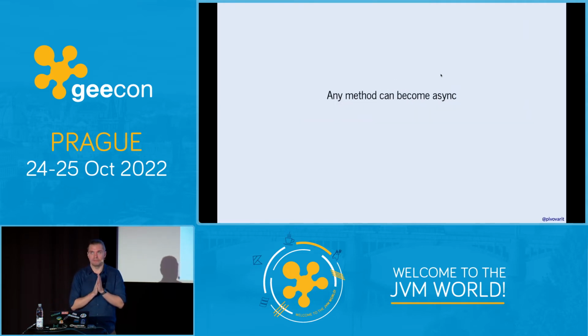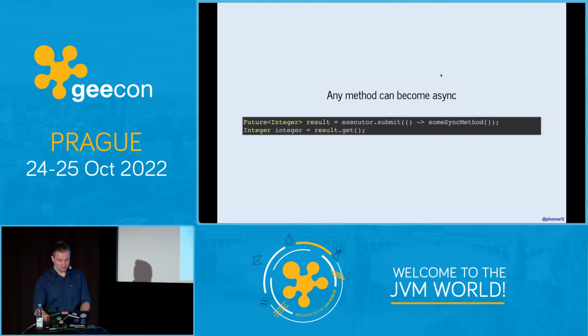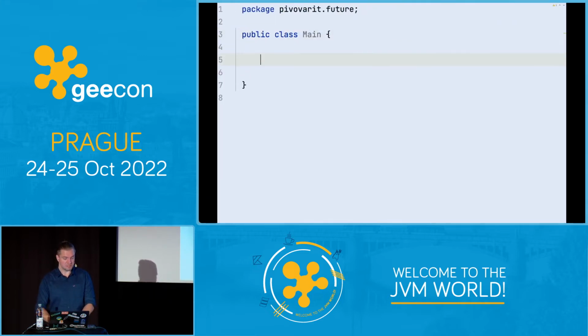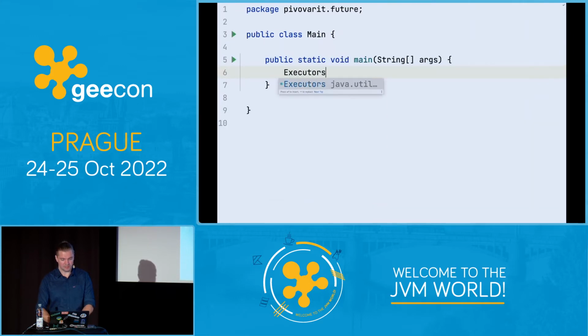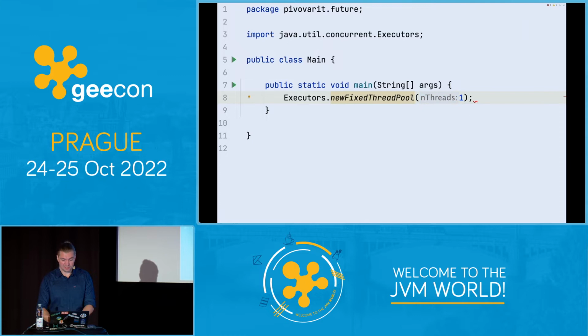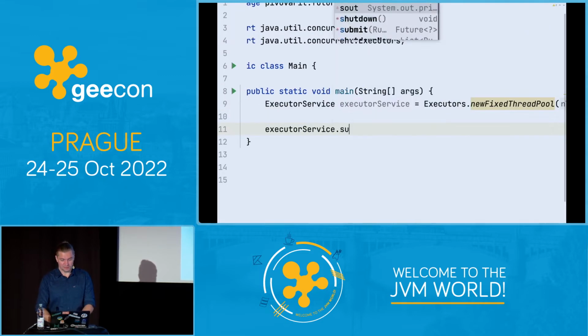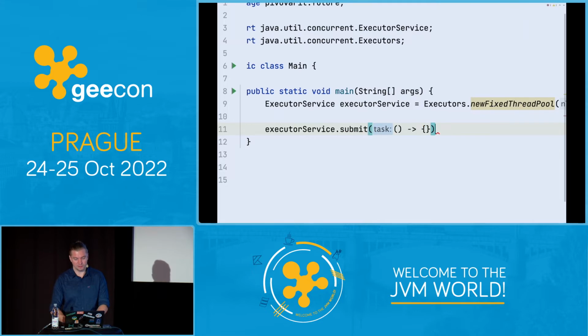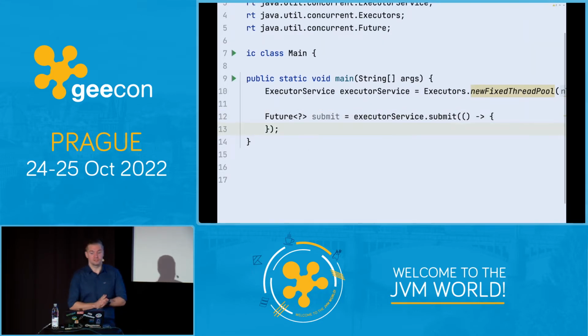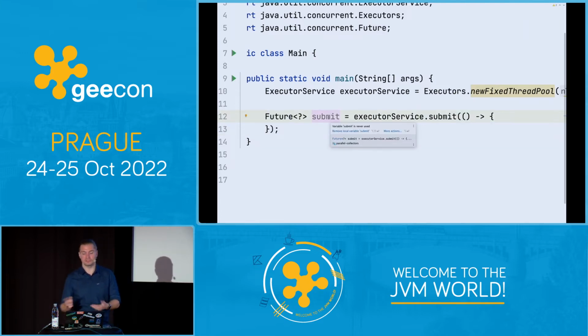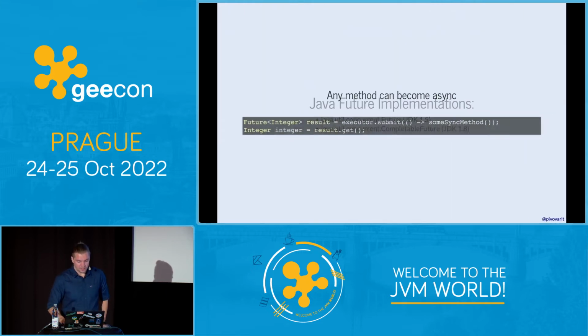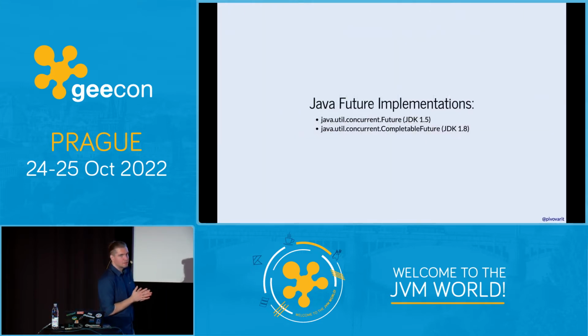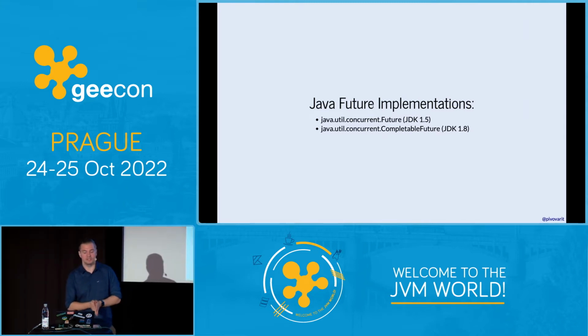So the good part is that any method call that you have in Java can become async. And that's something that we can do by ourselves. And as you can see, that's actually pretty simple, because once you have an executor service, in this case with one thread, you can just submit pretty much anything you want in there. And this will be performed asynchronously. And as you can see on the left, you get this pretty convenient handle, which represents the result of that operation.